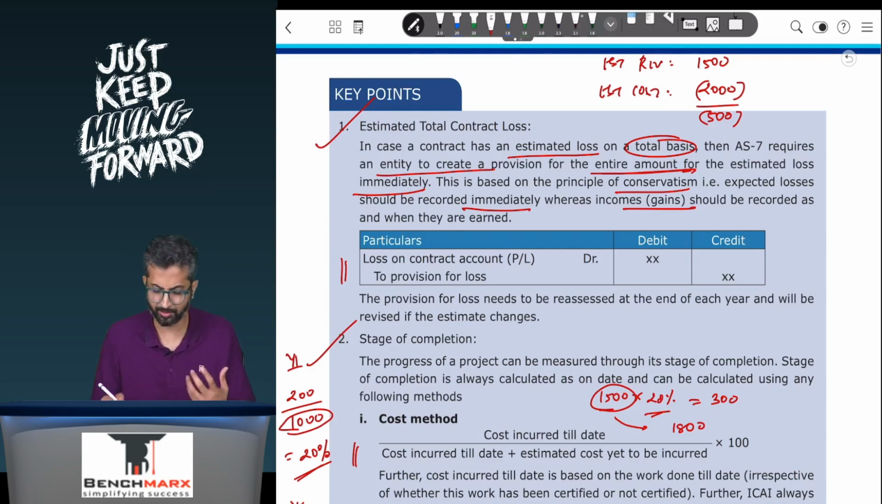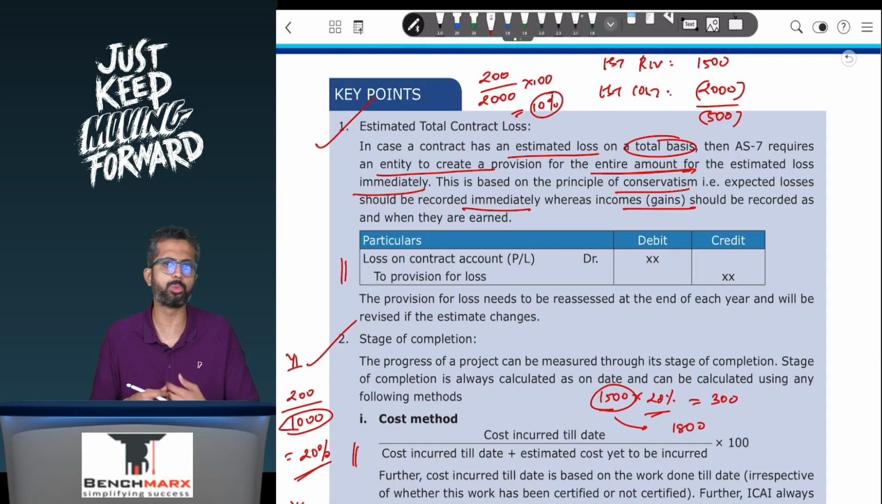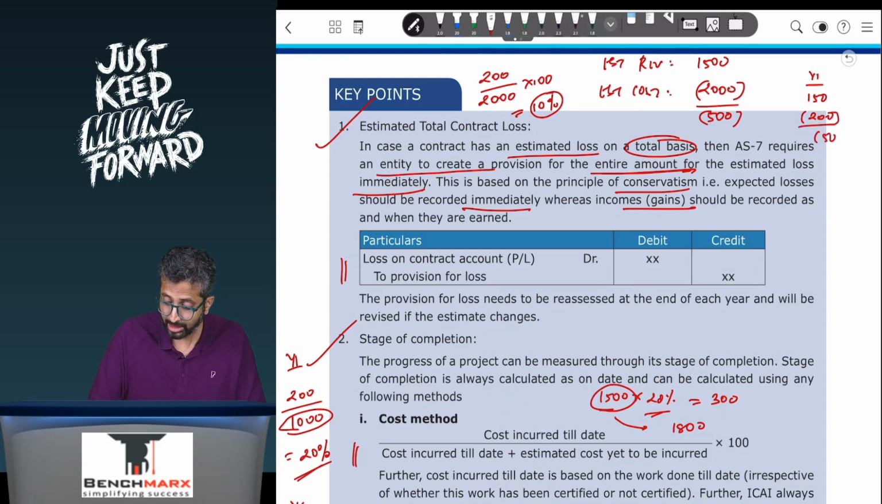Now, in the first year, for example, the stage of completion is still calculated as 200 cost incurred upon the total estimated cost of 2000, and hence your stage of completion is 10%. Remember, your revenue to be recognized is still going to be based on the stage of completion. So that is 10% of 1500, that is 150 rupees. So in year 1, my revenue is 150 rupees, my cost is 200, and hence ideally there is a 50 rupee loss.